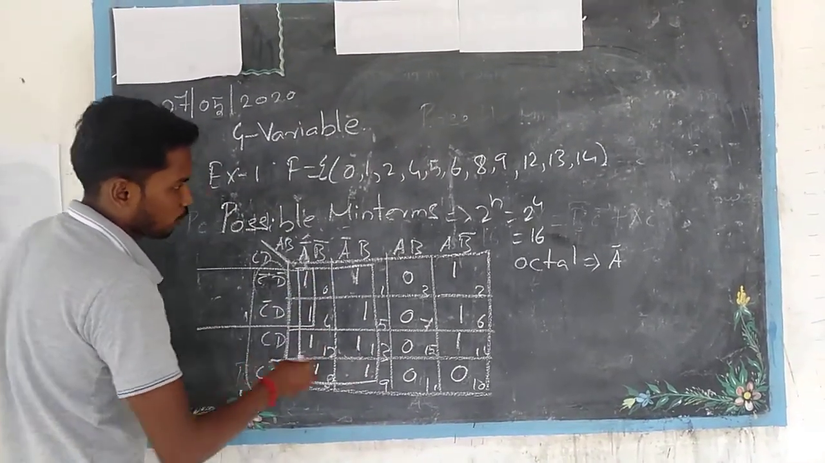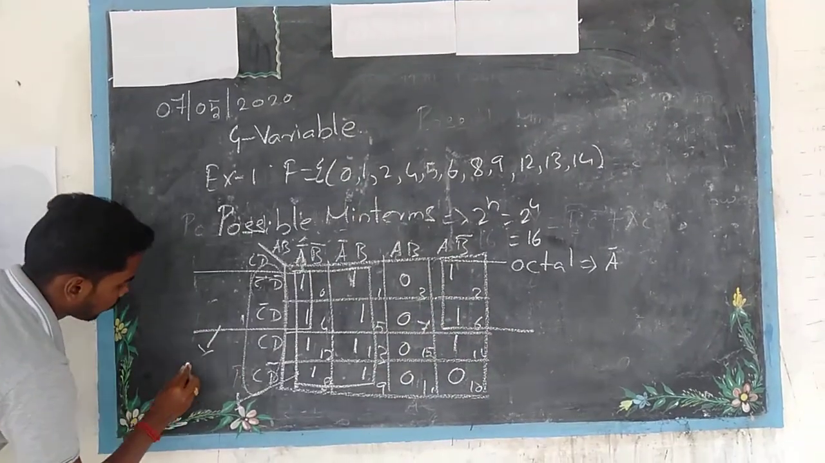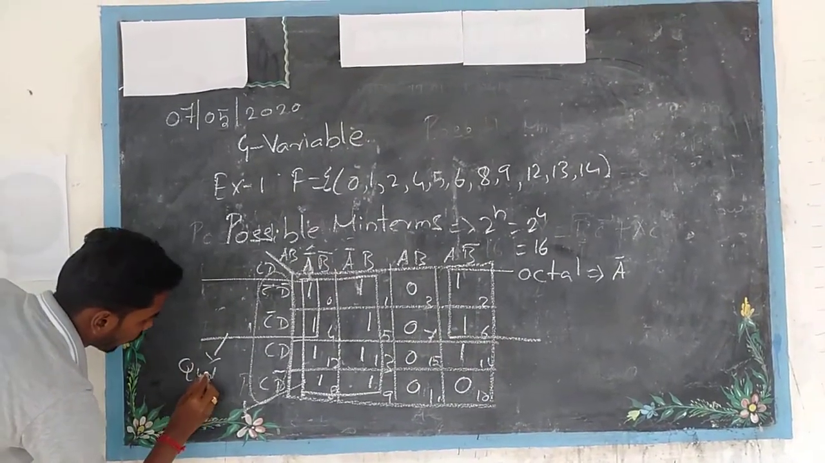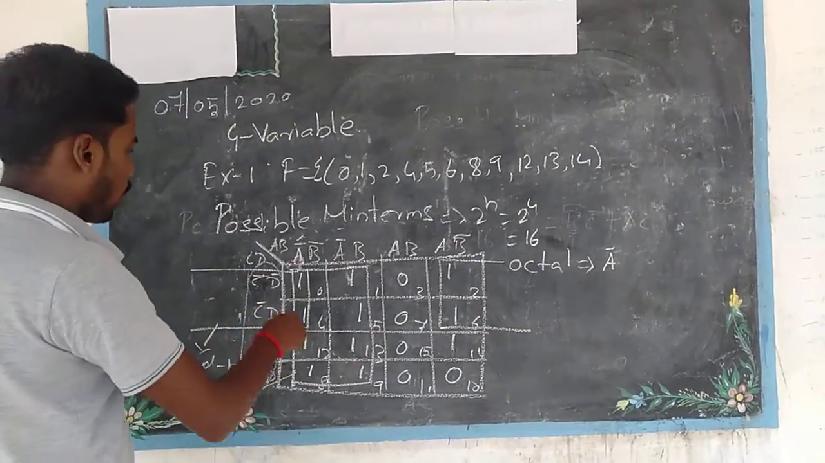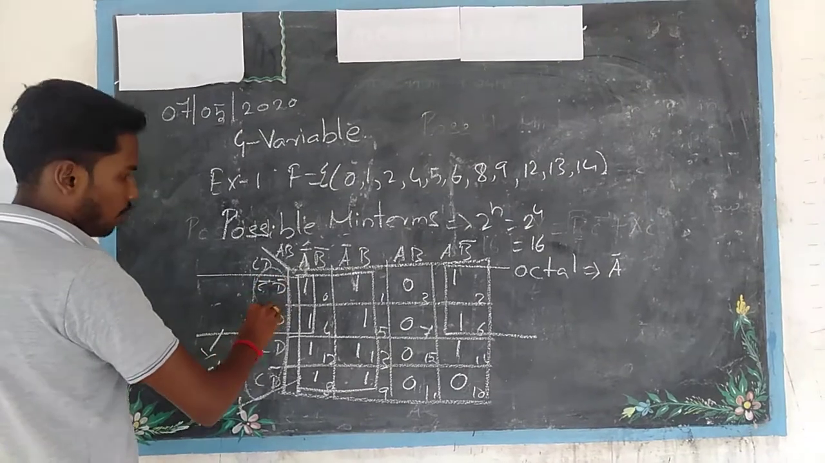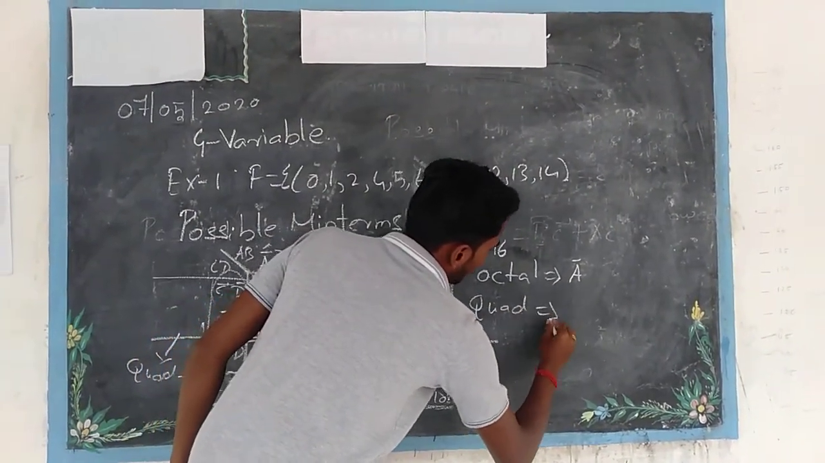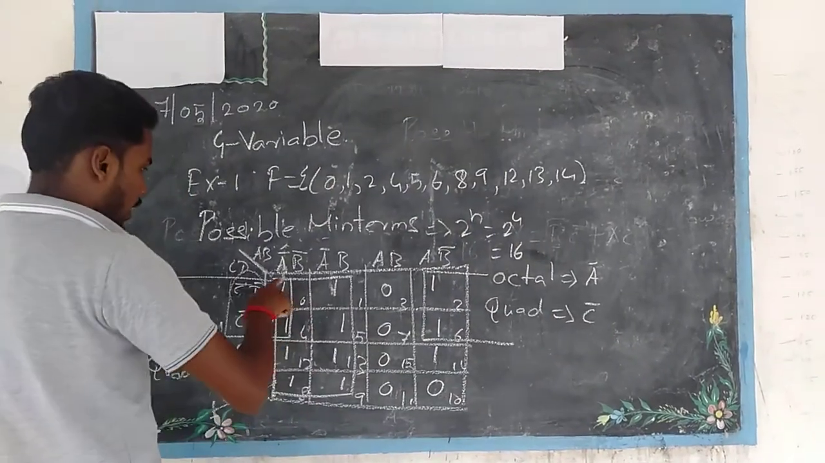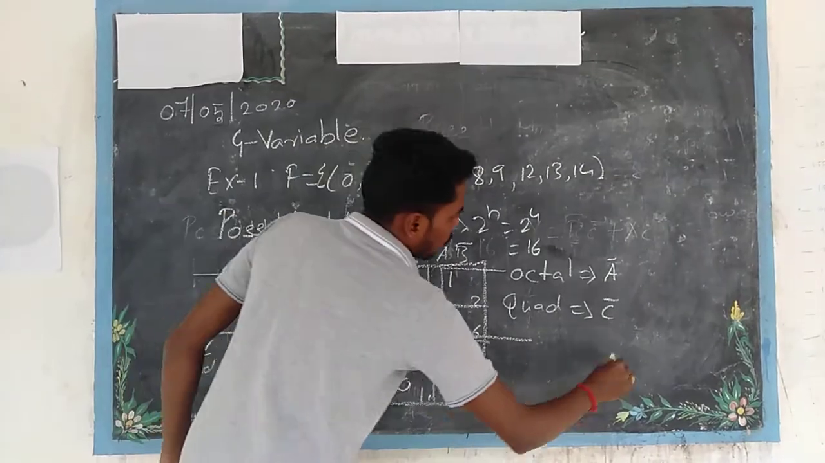Then the next is one quad, the first quad, quad number 1. In quad number 1, the common term is C bar, then A bar, B bar, A, B bar, so B bar.